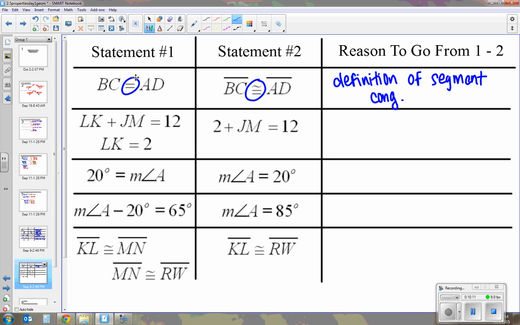Now our next one says LK plus JM equals 12, and then LK equals 2, and our new statement is 2 plus JM equals 12. Well, we're substituting in the 2 for LK, so this is our substitution property of equality. Next up, I have 20 degrees equals the measure of angle A, and then the next one, measure of angle A equals 20 degrees. This one is being flipped, and we're dealing with equality symbols, so this is our symmetric property of equality.